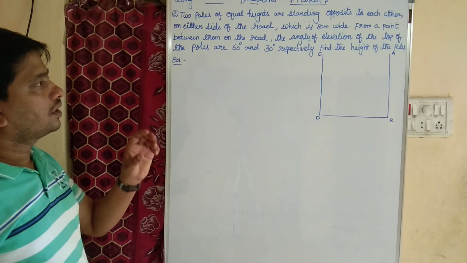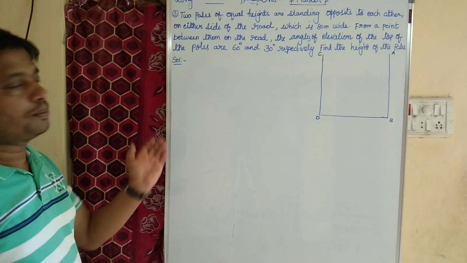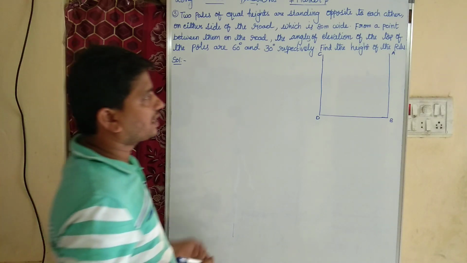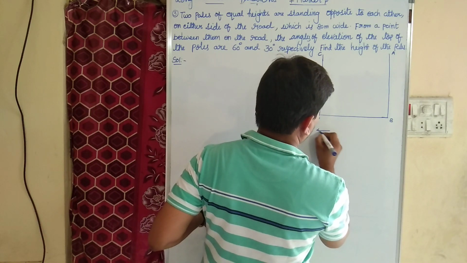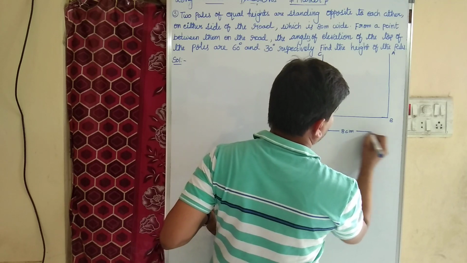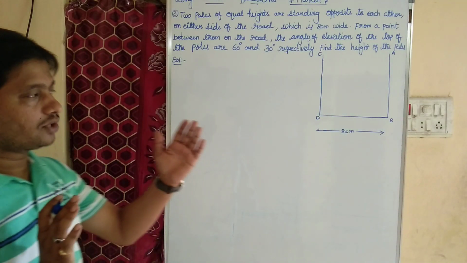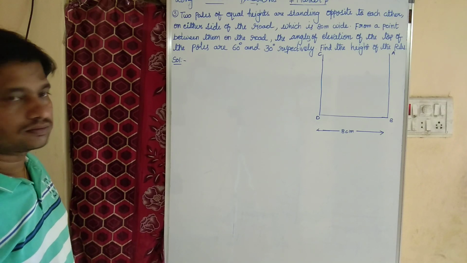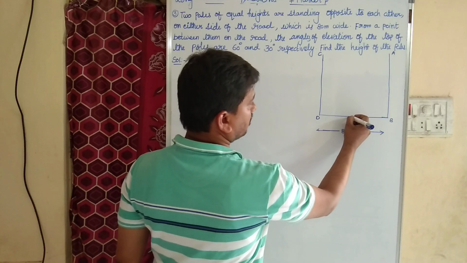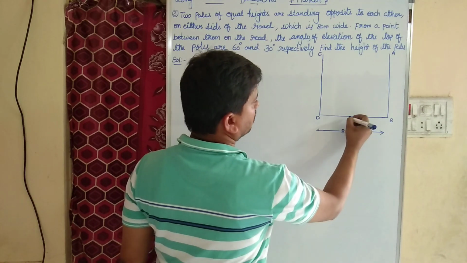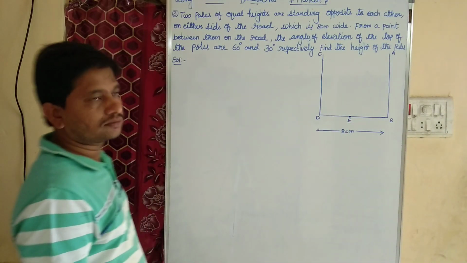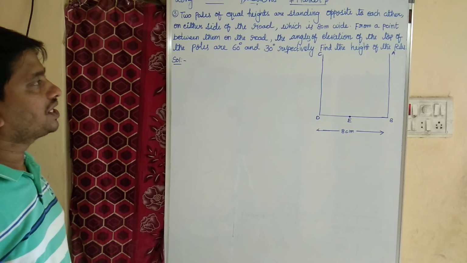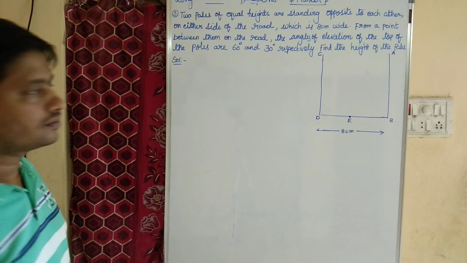Two poles AB and CD are standing opposite to each other on either side of the road, which is 80 meters wide. Distance between the two poles is 80 meters. From a point between them on the road, this is our point, I call it E, the angle of elevation of the top of the poles are 60 degrees and 30 degrees respectively.